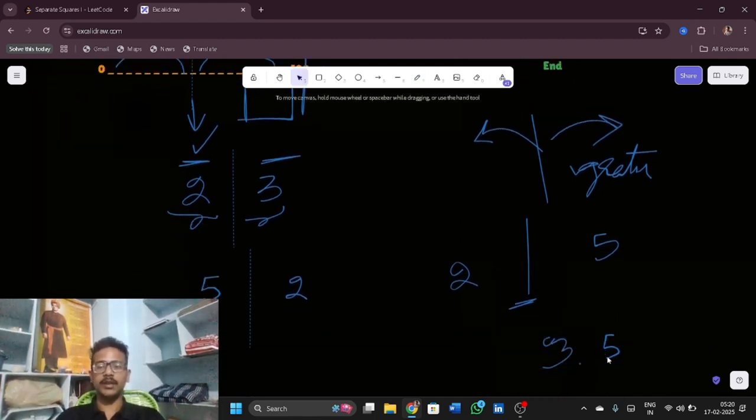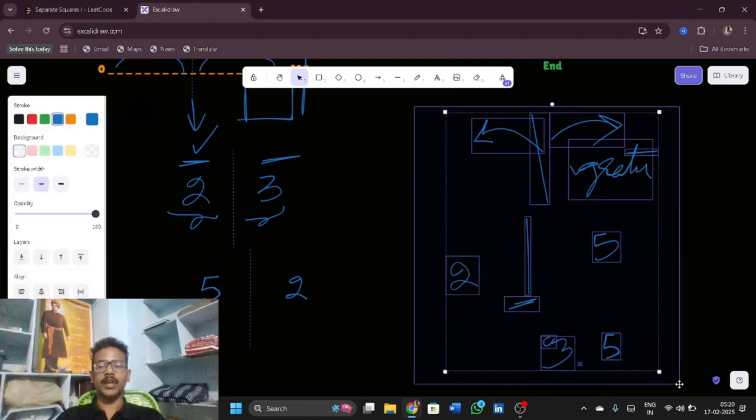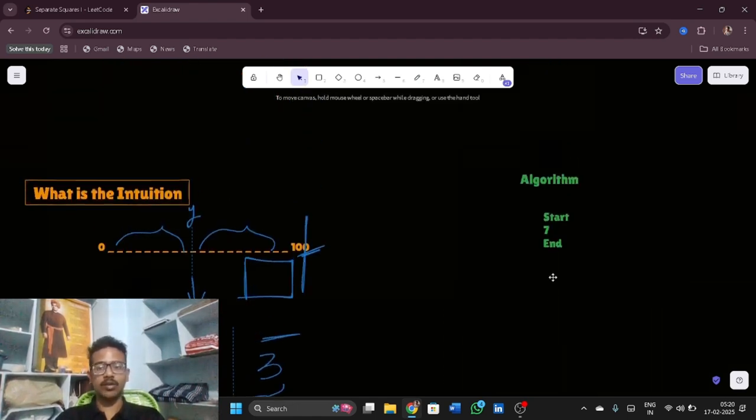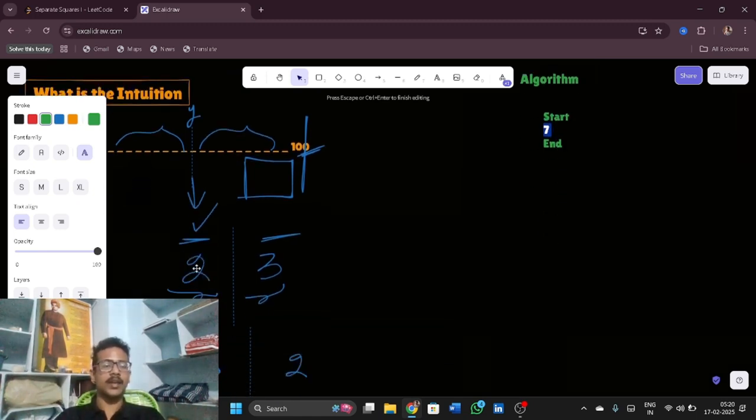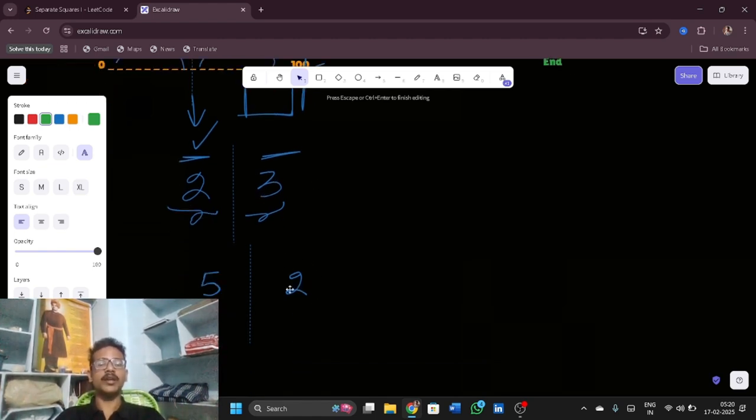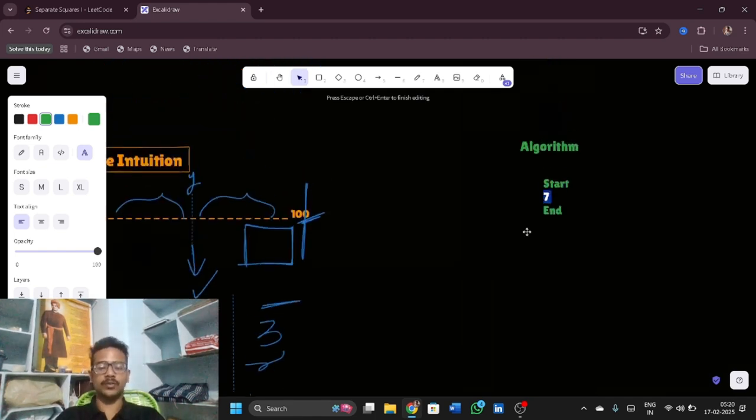So what will be the algorithm? It will be like a binary search algorithm. If you see clearly, I am going to the left or to the right, and if the lower part is having lower area, then I need to go to the right side. If the upper area is lower, then I need to go to the left side.